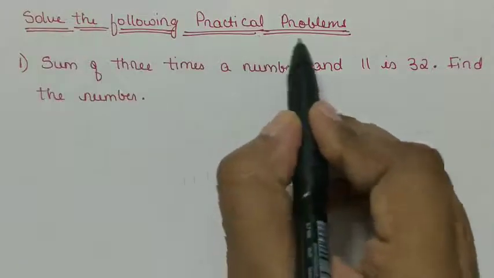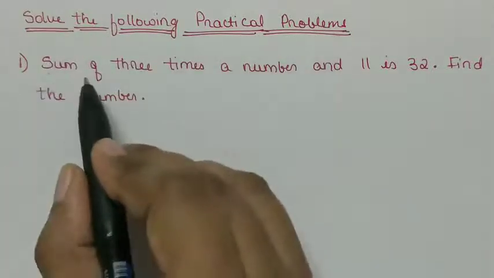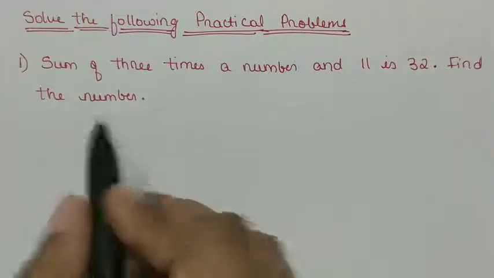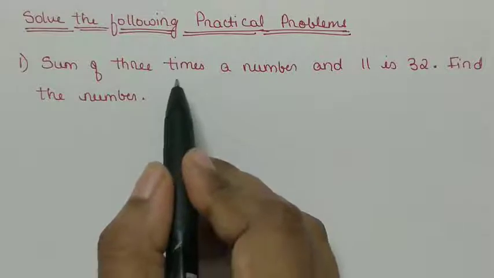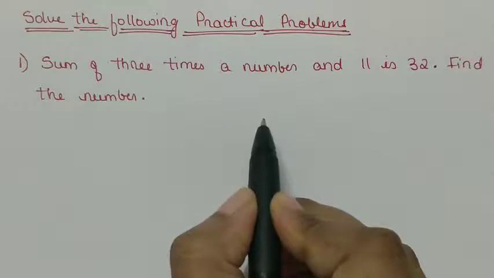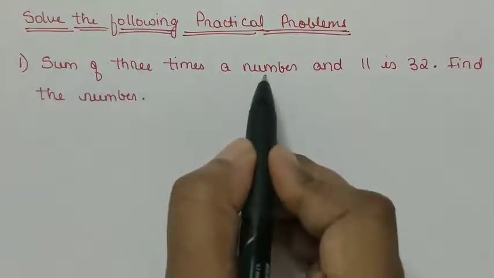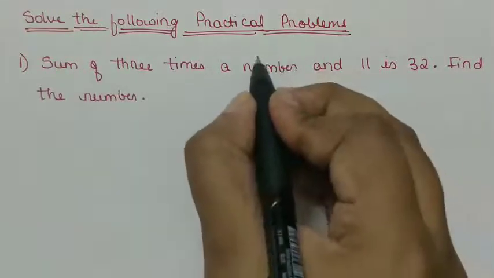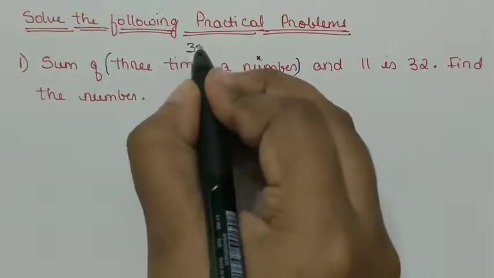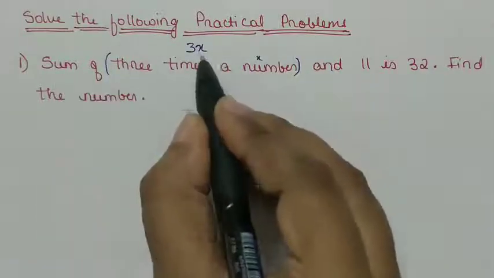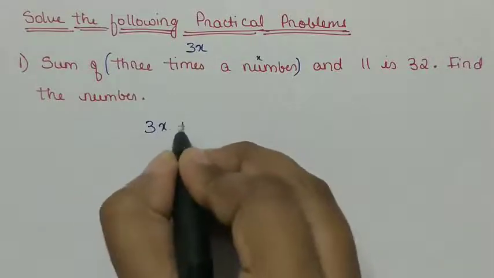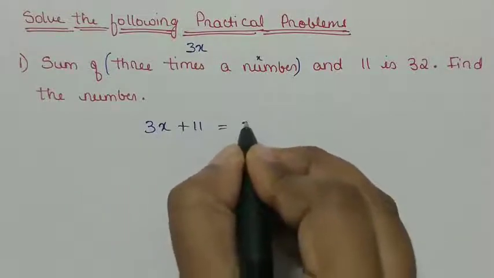Solve the following practical problems. First one, sum of 3 times a number and 11 is 32. Find the number. To solve this problem, first convert the statement into an equation and then solve the equation. Sum of 3 times a number. Let that number be x. Therefore, 3 times x is 3x. The sum of 3x and 11 is 32. 3x plus 11 is equal to 32.